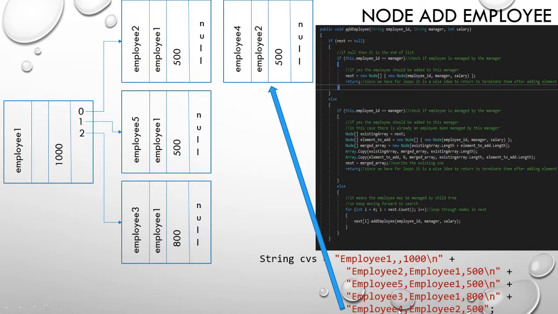Next is adding employee 4 managed by employee 2 with the salary of 500. So these are the constructor arguments, let me go bit by bit. So we are going to have the employee ID over here, which is employee 4, employee 2, 500. We are going to check if next of the starting node is null. In this case it is not null. So we are going to jump into this else part.